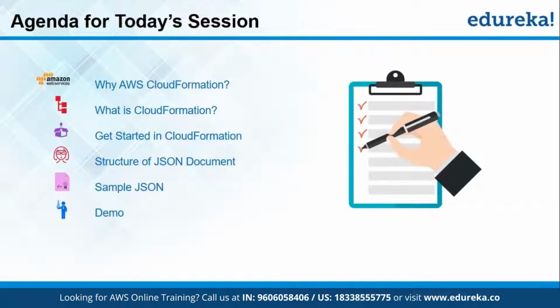Now among those things you have a JSON document. So we'll be learning how to create a JSON document. Before that, we'll be seeing the structure of a JSON document. Once we learn the structure, we'll see how a JSON document actually looks. So we'll see how a sample JSON document looks. And in the end, we'll be doing a demonstration.